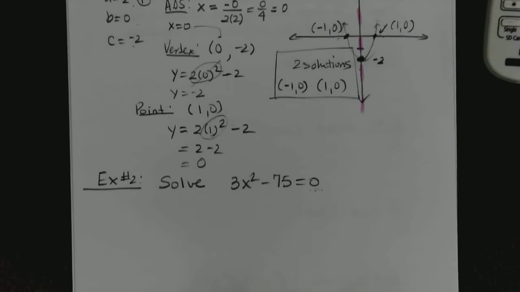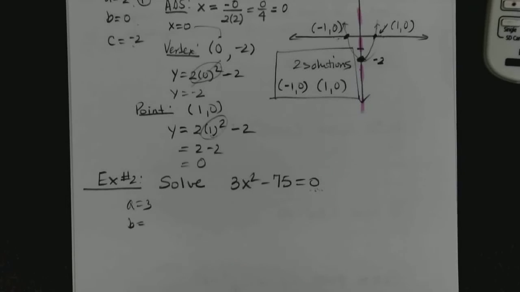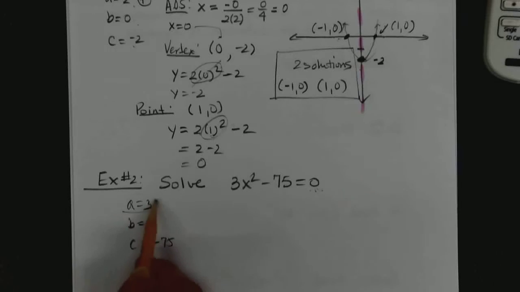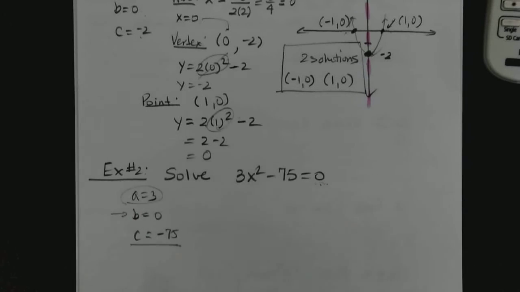So how many solutions should I have in this one? What's my A? 3. A is 3. What's my B? 0. And C is negative 75. So A is positive, B is 0, C is negative. There should be 2 solutions. When A is positive, B is 0, C is negative, 2 solutions.